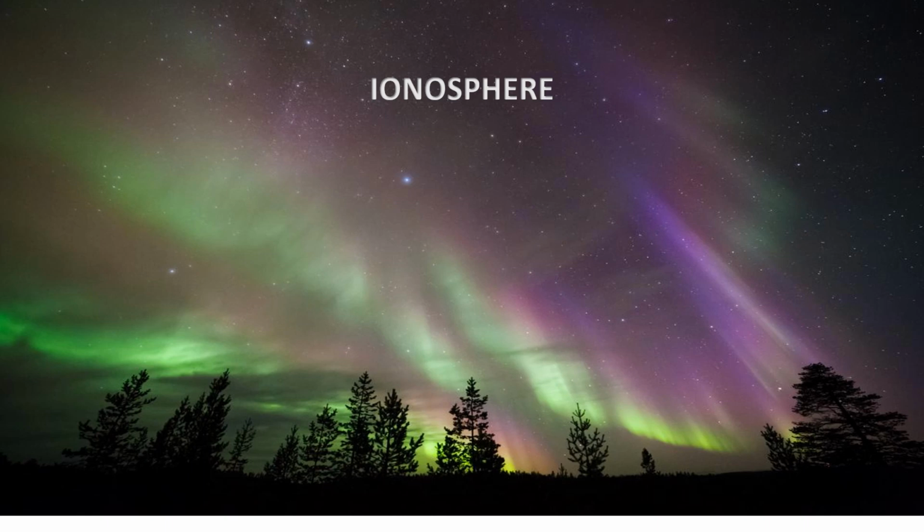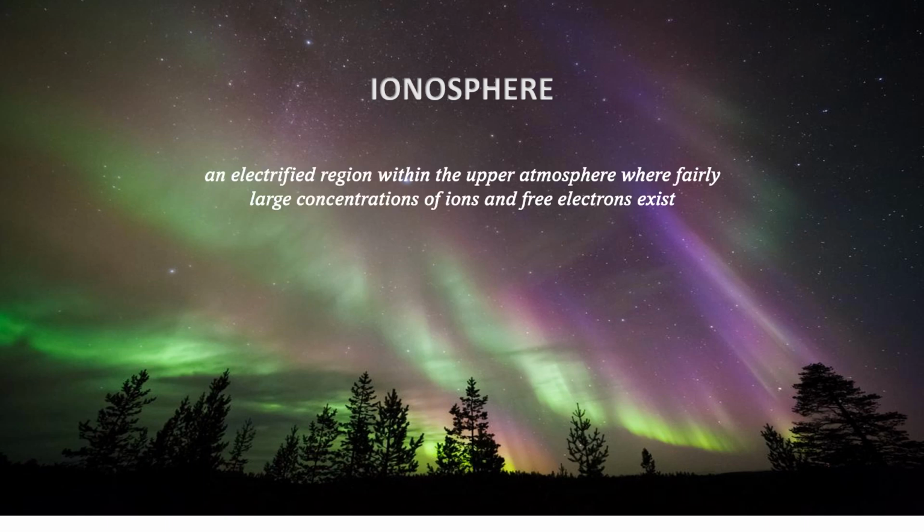And so after all the 4 layers of the atmosphere, we have also the ionosphere. The ionosphere is actually called an electrified region within the upper atmosphere, where fairly large concentrations of ions and free electrons exist. Ions are atoms and molecules that have lost or gained one or more electrons.